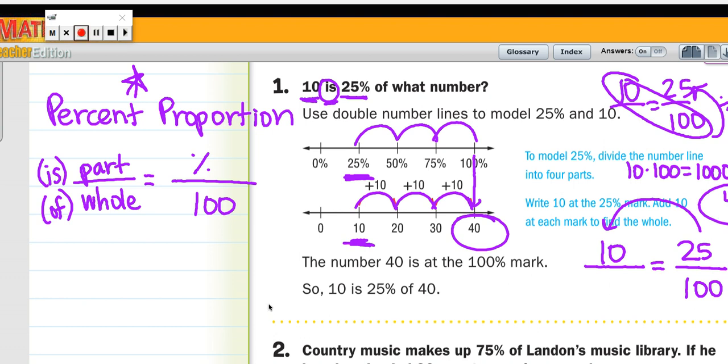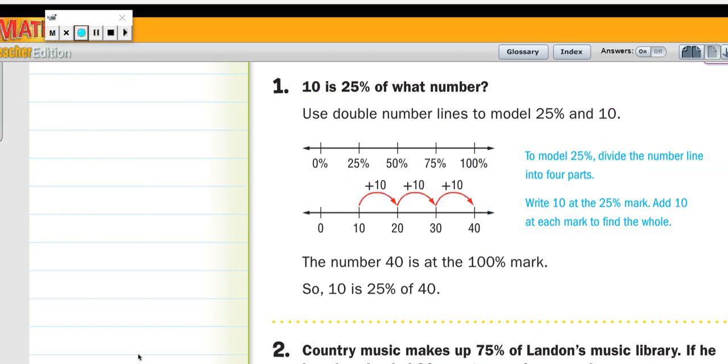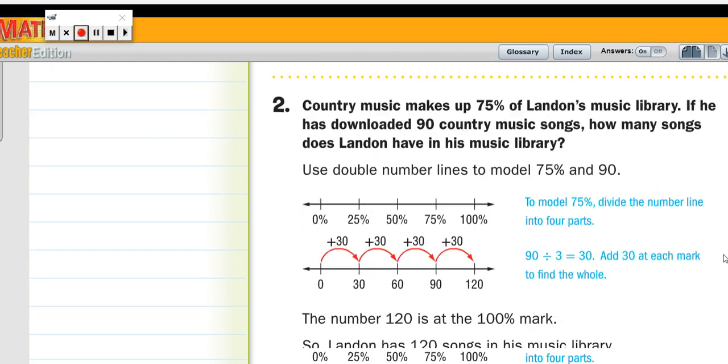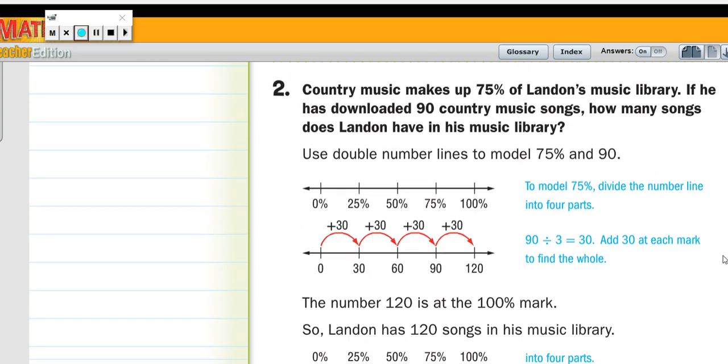Look at number 2. Now we're looking at Landon's music library. Country music makes up 75% of Landon's music. If he has downloaded 90 country music songs, how many songs does Landon have in his music library?